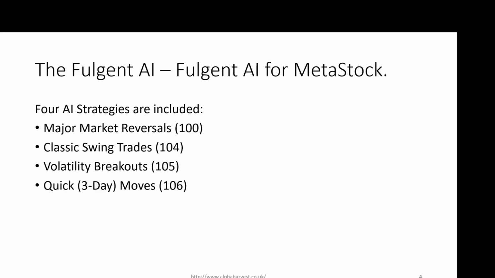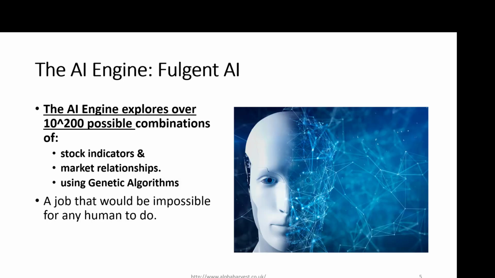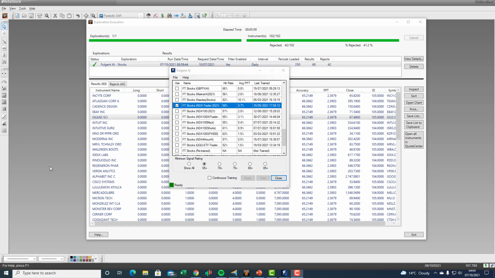We'll be focusing on 4 artificial intelligence trading strategies: major market reversal, classic swing trades, volatility breakouts, and quick 3-day moves. We use the Fulgent AI engine that sits on the MetaStock platform. Just to recap, this AI does 10 to the power of 200 different possible combinations of stock market indicator relationships using genetic algorithms. So it's doing a tremendous amount of computing power to come up with those 4 AI trading strategies.